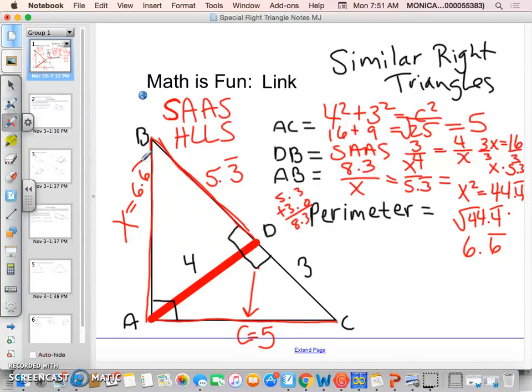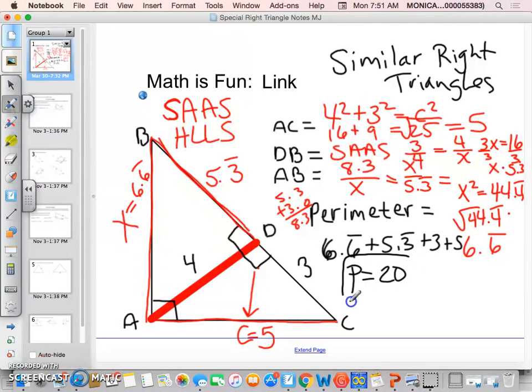And now if I wanted to find the perimeter of the shape, I'll just simply add it all up. So it'll be 6.6 repeating plus 5.3 repeating plus 3 plus 5. And so the perimeter equals 20. All right, so that's applying everything we learned last class. All right, let's learn something new.